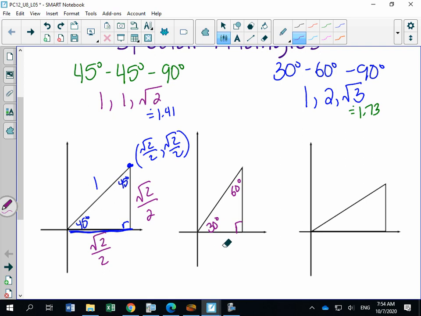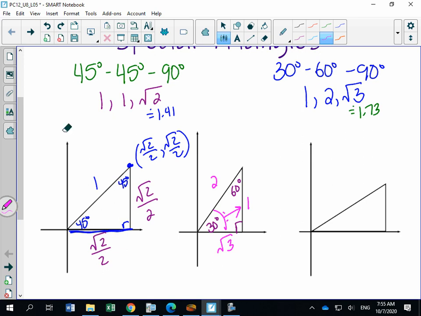Now I have to figure out where does the 1, where does the 2, where does the root 3 go? The smallest side is the smallest number. So between a 1, a 2, and a 1.73, 1 is the smallest length, and that's going to go across from the smallest angle, which is 30 degrees. So across from the 30 degrees, the 1 goes there. Then on the hypotenuse, I need to put the bigger side. So what's bigger between a 2 and a root 3? The 2 would go here, and the root 3 would go here.